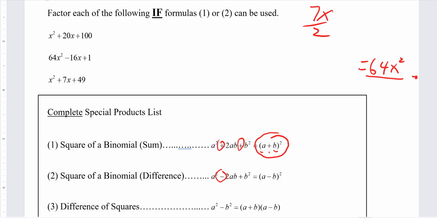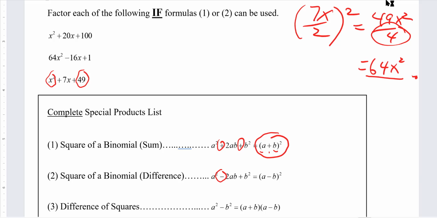Then you ask yourself, if I square that, will I get this other thing? Well, that gives me 49x squared over 4. Does that give me the same thing that I get by multiplying these two? No, because of the over 4 part. So that means Formula 1 and Formula 2 cannot be used on that. So how do you factor that? That's not the point. The point is you cannot use Formula 1 or Formula 2.